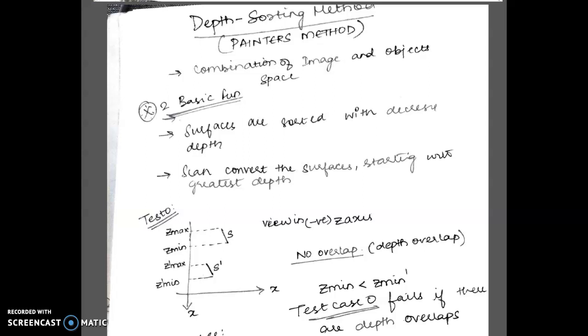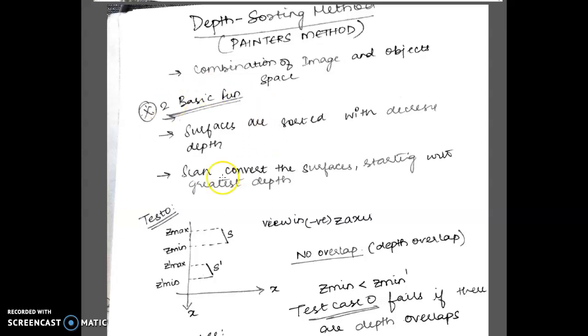I just want to remind you of the object space method we saw, the backface detection method, which is applied throughout for all the methods, as a preprocessor. Before applying the depth sorting algorithm or Z buffer or A buffer or scanline algorithm, we'll apply the backface detection method. Then we'll apply these image space algorithms. So this painter's method is an image space and object space algorithm.